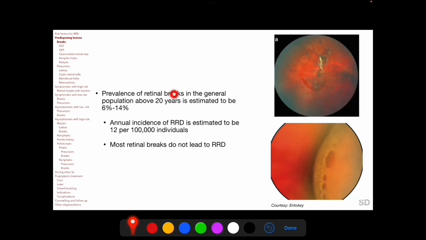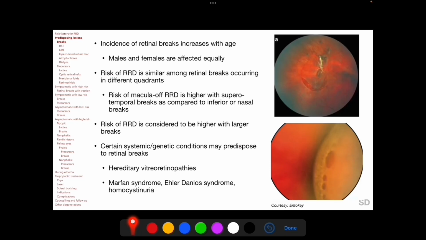Prevalence of retinal breaks in the general population has been estimated to be around 10%, but annual incidence of RRD has been estimated to be only 12 per 100,000 individuals, and so most retinal breaks do not lead to RRD. This is important to remember and is the reason why only few retinal breaks are treated, as we shall see in this session. Incidence of retinal breaks increases with age, but males and females are affected equally.